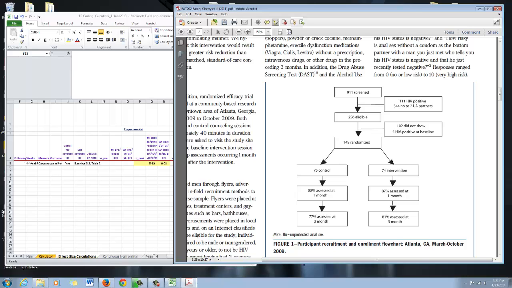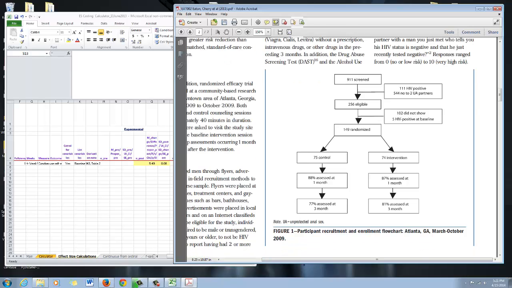So in this instance, the flow chart is telling us that 75 people were randomized to the control group at baseline, 74 to the intervention group at baseline. 88% of those were assessed at 1 month for the control group, and 77% at the 3 month, and 87% at the 1 month for the intervention, and 81% at the 3 month for the intervention. So these percentages pertain to the baseline number.